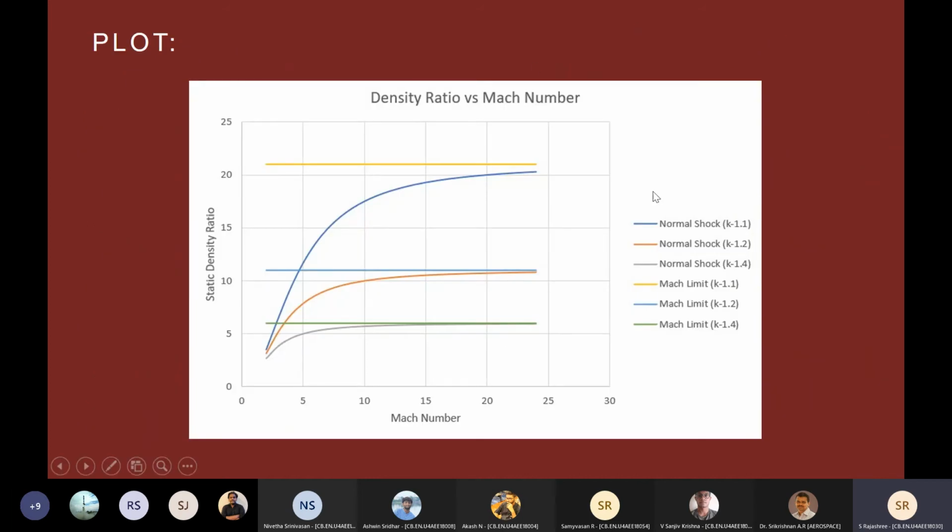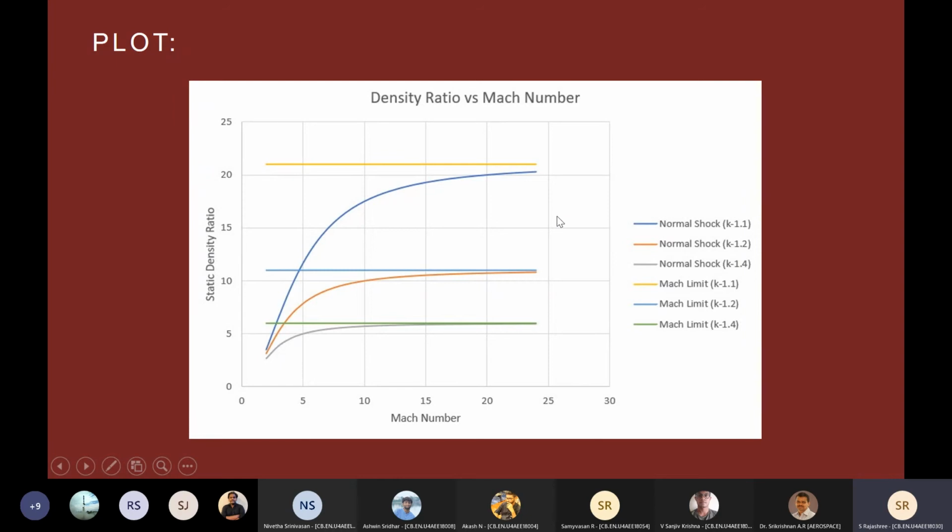So the plot here shows the Mach limit and the normal shock. The straight line corresponds to the Mach limit relation, while the other curve that's varying corresponds to the oblique shock, the normal shock relation. And in this plot, you can see the topmost two curves correspond to a gamma value of 1.1. The next two correspond to a gamma value of 1.2, and the bottommost correspond to a gamma value of 1.4. And through this graph, we can make some important observations.